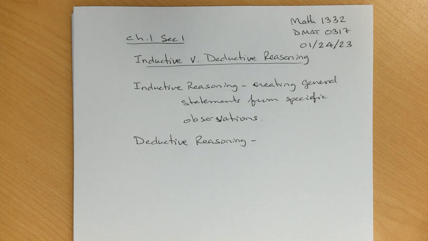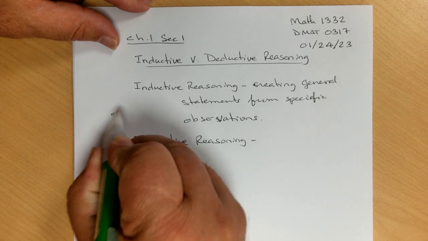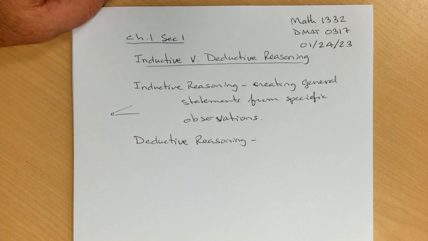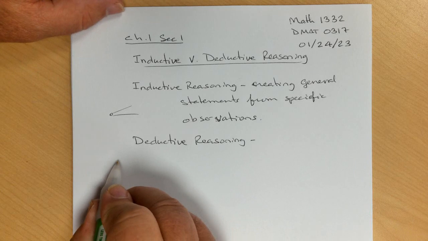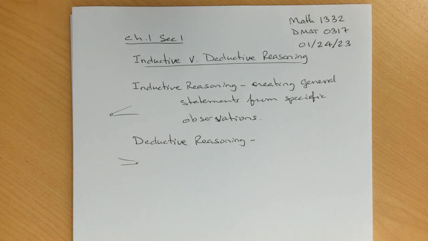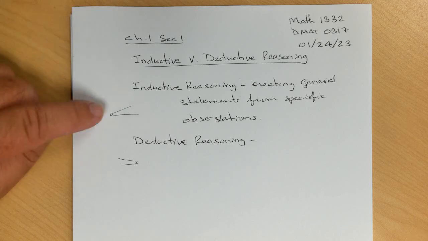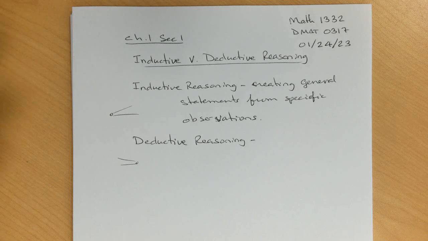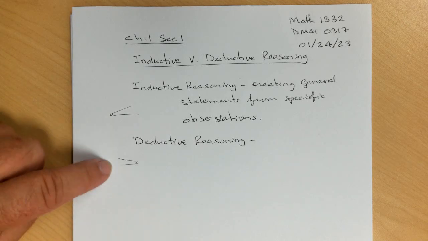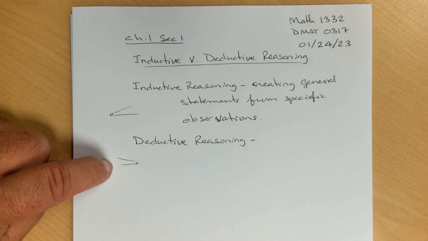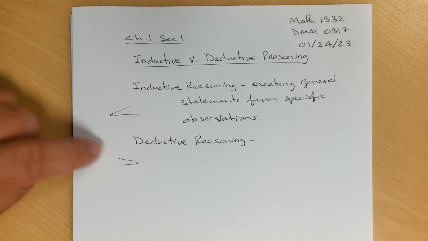Is you take a general observation and you make a specific statement out of it. So one's going from specific to general, and the other one goes from general down to a specific. The inductive: I observe that students study 10 hours, made an A. Now the other one, deductive reasoning, I can say that if you study 10 hours, then you'll make an A.